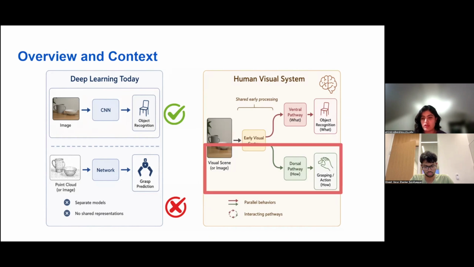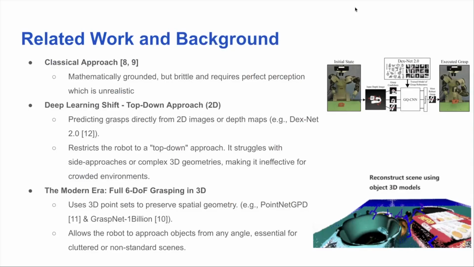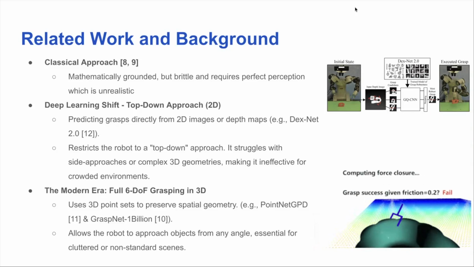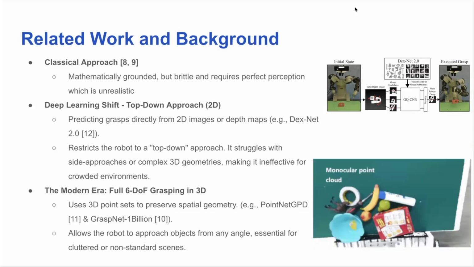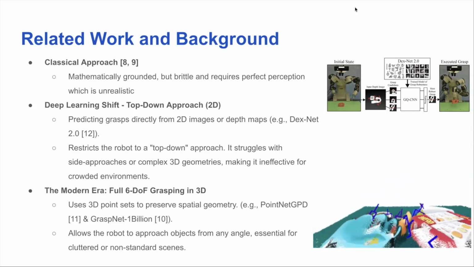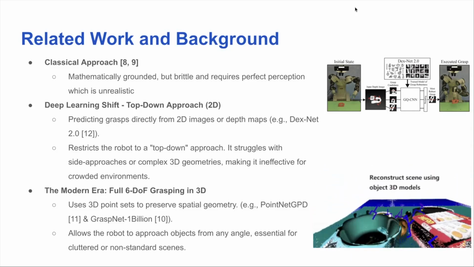In this framework, we first try to implement a modern grasp prediction model and further test if we can integrate low-level features useful for object recognition to enhance grasp learning. To look back at the history of robotic manipulation, we have classic approaches which are mathematically grounded but require perfect perception. And then there are deep learning methods which use CNNs on 2D images and depth maps to generate grasps. But they are very limited to top-down approaches and won't work well in cluttered environments. And then there is the modern era, where we have 3D point clouds to generate 6-DoF grasps in cluttered environments.